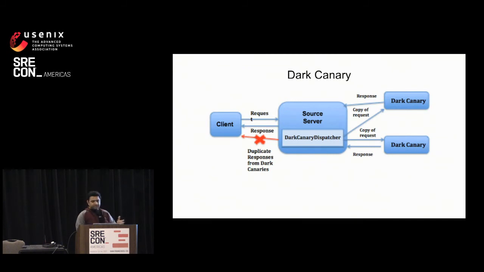The dark canary takes the copy of the production traffic from the source server and runs the newer version. If you look at it here, the clients never see the response from the dark canary. The dispatcher node computes its response, also sends the request to the dark canary, and when the results come back, you can validate both results.